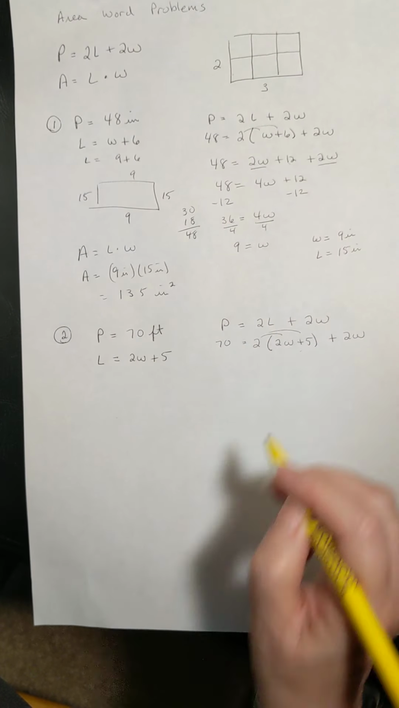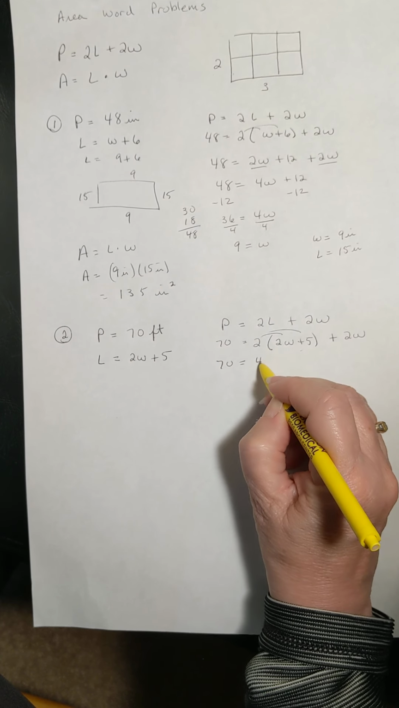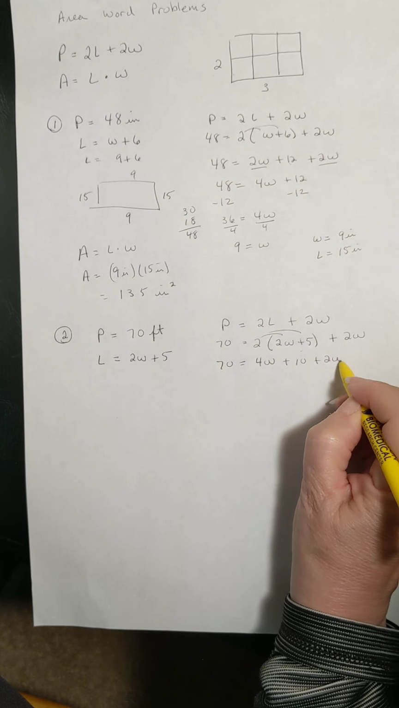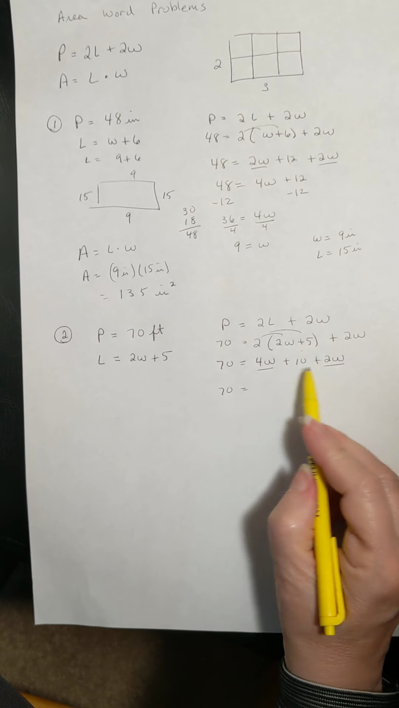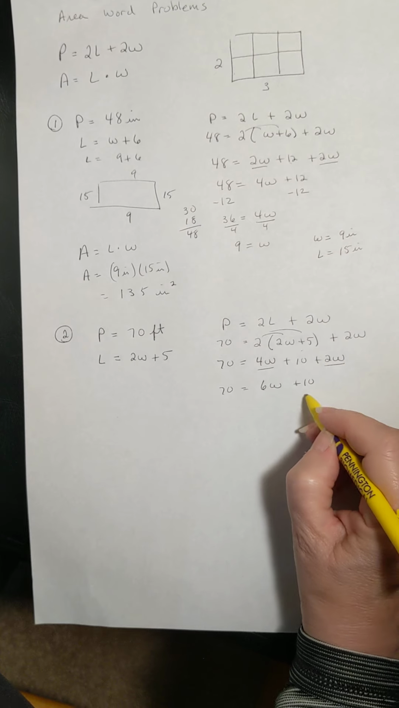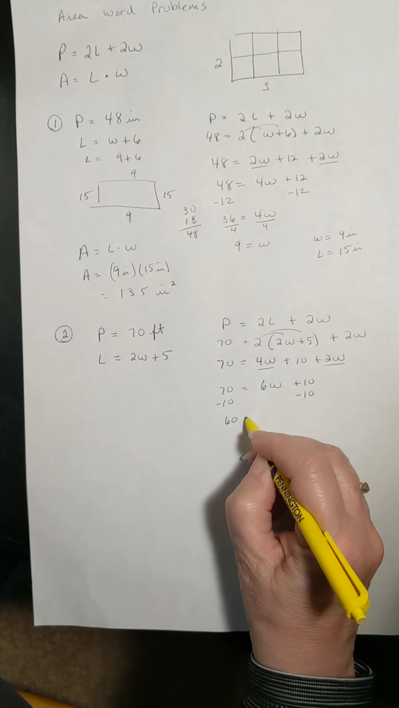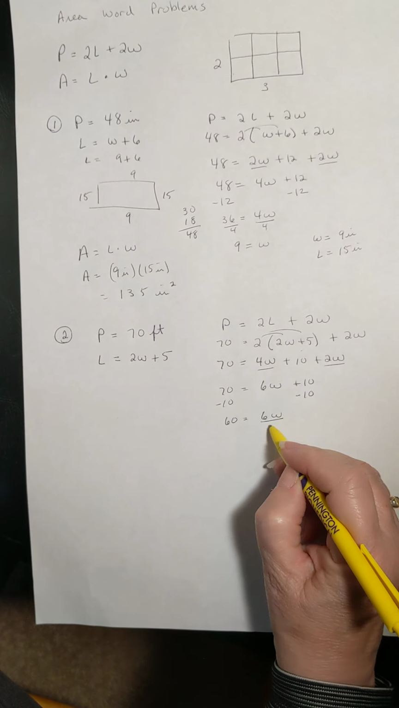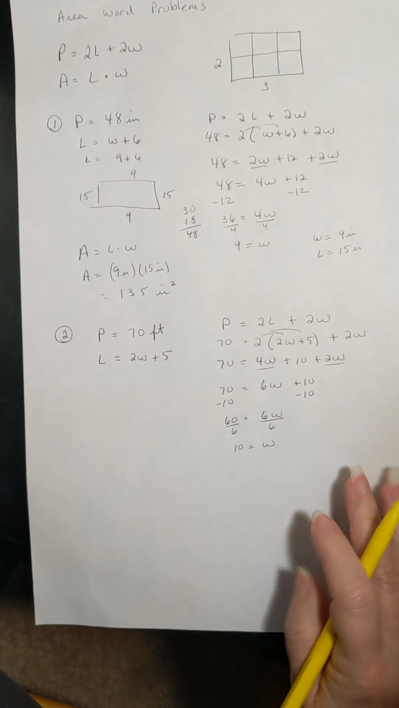Then I distribute my 2. So that would be 2 times 2 is 4W, and 2 times 5 is 10. Combining my like terms, 4W plus 2W is 6W. Then I'll subtract my 10 from both sides to solve. I get 60 is equal to 6W. Divide both sides by 6, and I get 10 is equal to W.